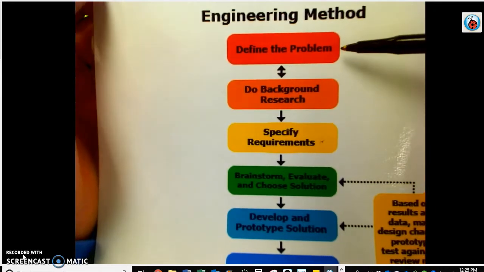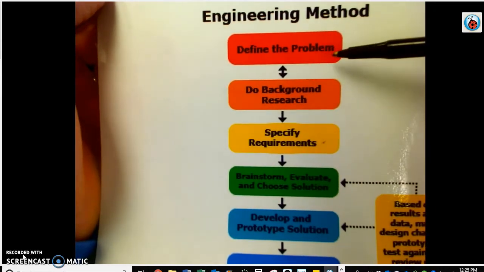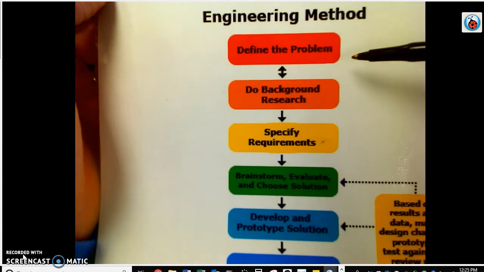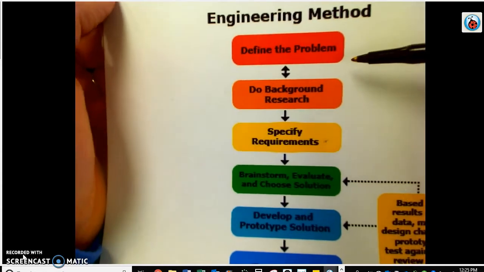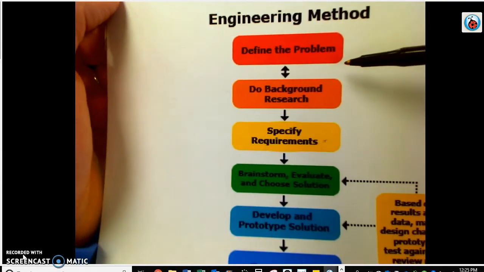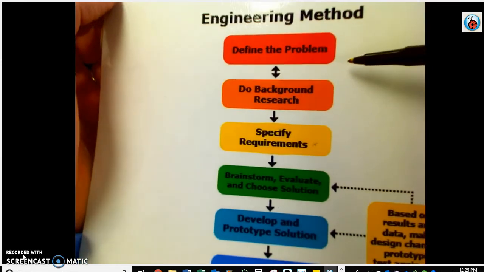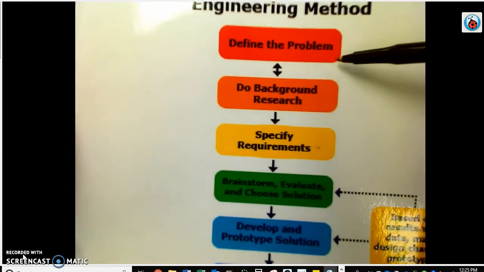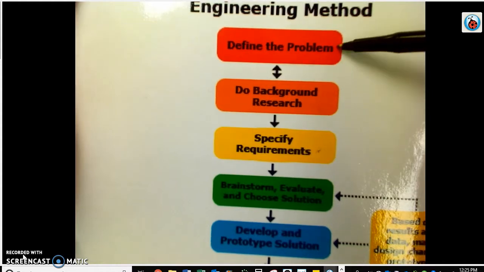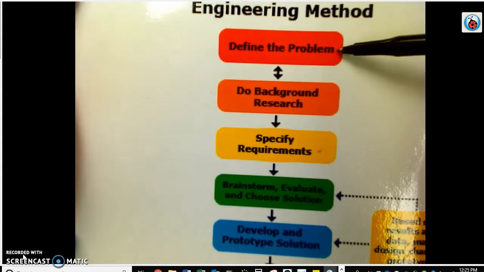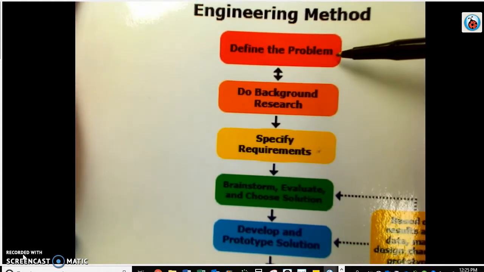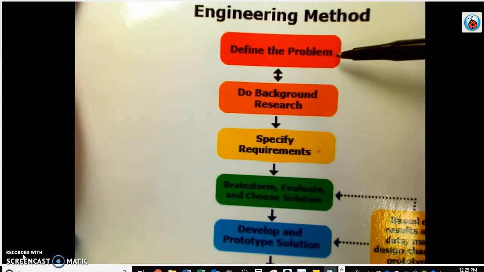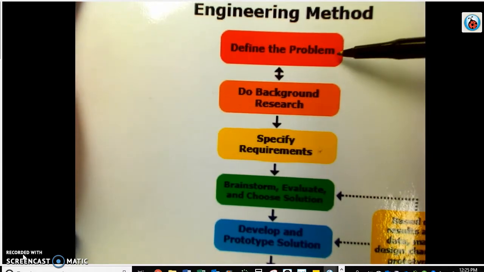So the first thing you do whenever you're using the engineering method is you're going to have a problem. That's why you came here in the first place. So you have to define the problem. That means asking questions and going, well, what's wrong? What do we need to do? What goal do we need to accomplish? Don't always think of the problem as necessarily being something bad. It might be a challenge that you want to meet or something you want to succeed at. So you define the problem.